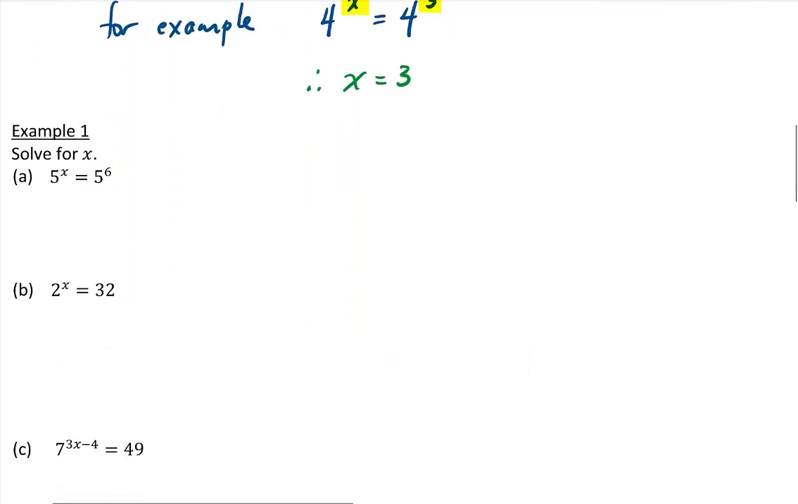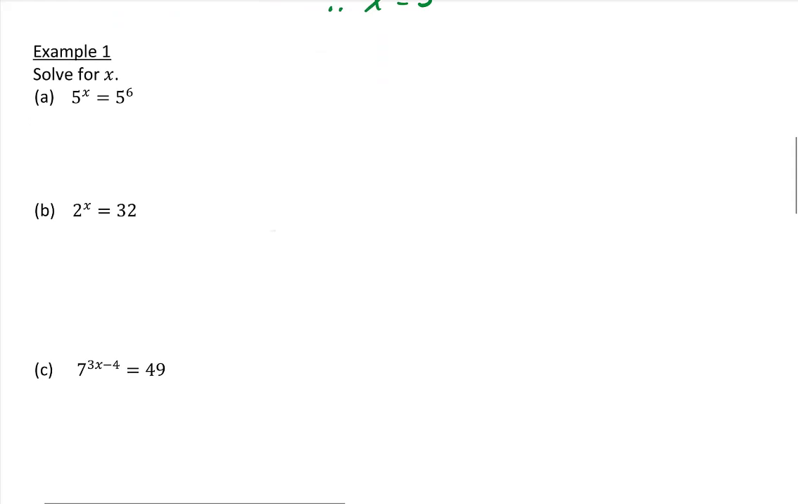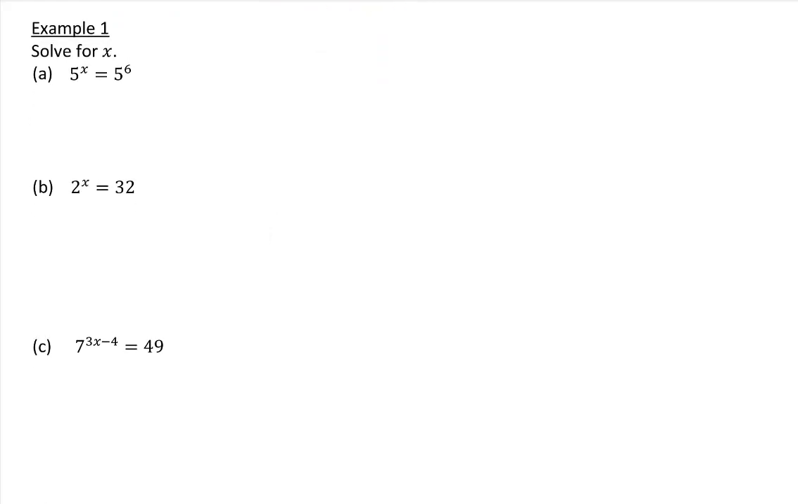So let's go through a few examples. So example 1. Right away we see the bases are the same. 5 to the exponent x equals 5 to the exponent 6. So we can drop the base and we end up with x equal to 6.